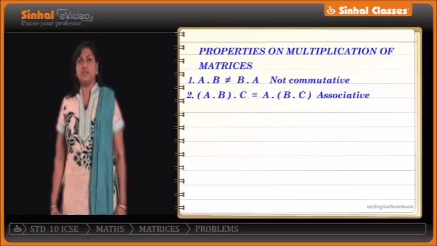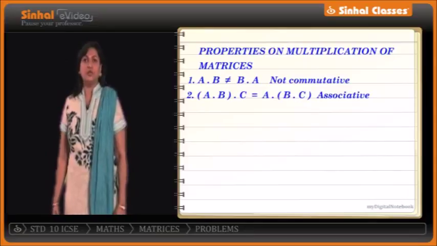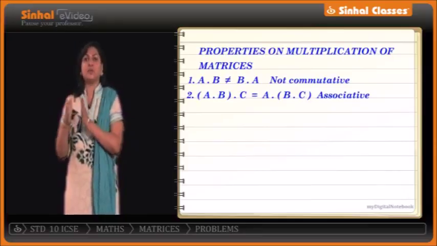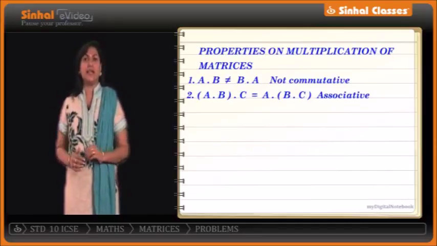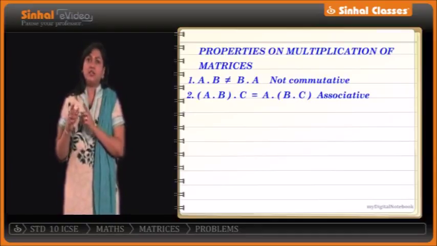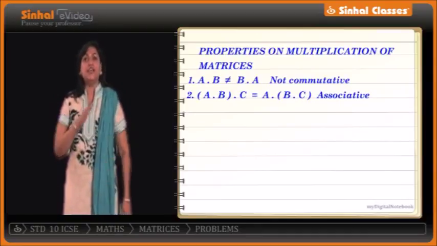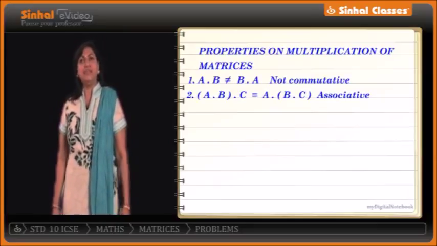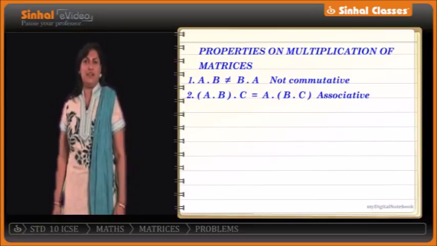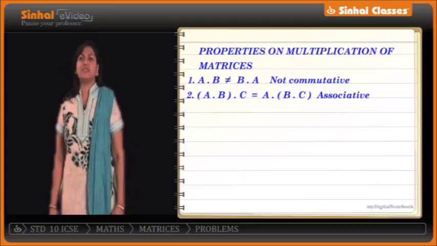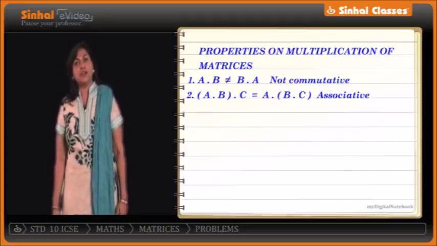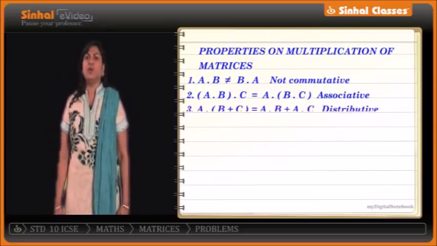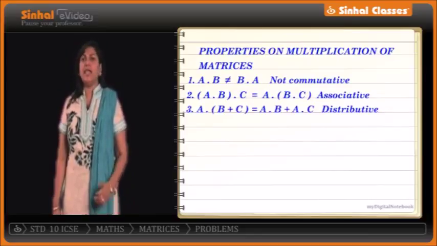Now, we take three matrices of order, say, 2 by 2. We multiply A and B, then multiply that product with C. Now, take the right side. We first do A into the product of B into C. We have to get both the sides as equal. If we do not get that, it means we are wrong in our calculation somewhere. This property is called the associative property. Now, the third property, A into B plus C is equal to A into B plus A into C.